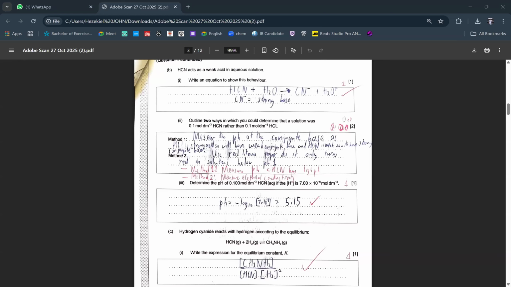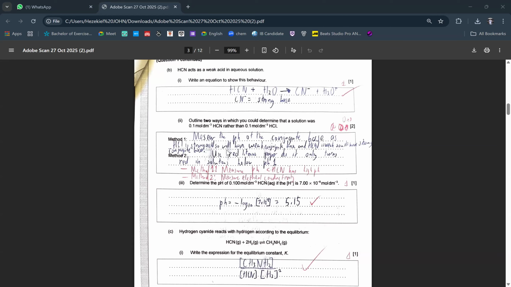Now going to this past paper question, we have seen: write an equation to show that HCN is a weak acid. We always have to remember that a weak acid has to be denoted by a double-headed arrow, because it is an equilibrium and hardly dissociates. So for HCN, you can write H plus and CN minus, you can write aq over here, and we can add water also.